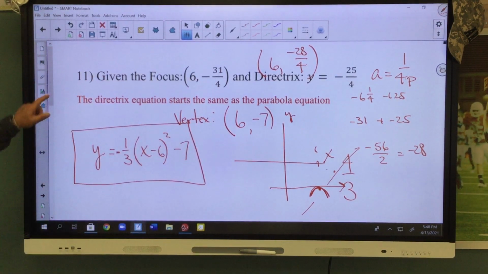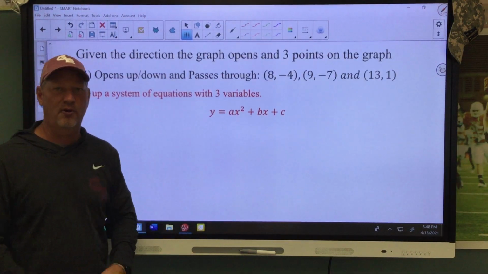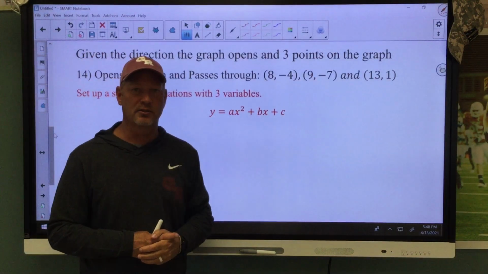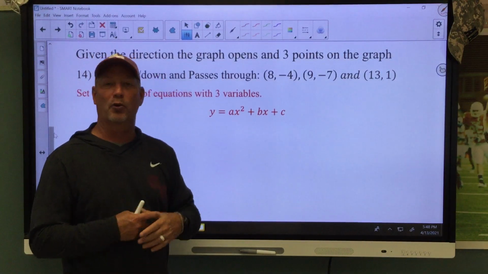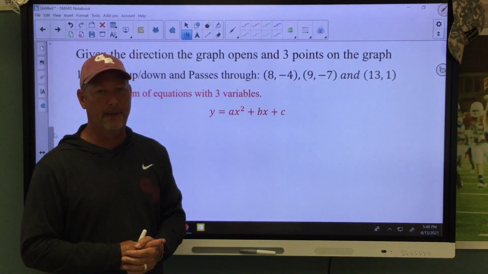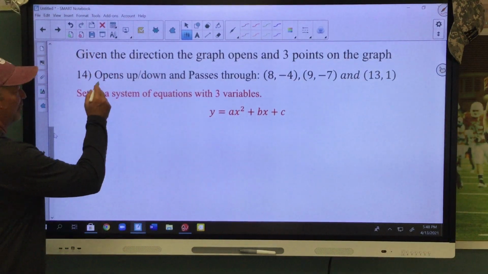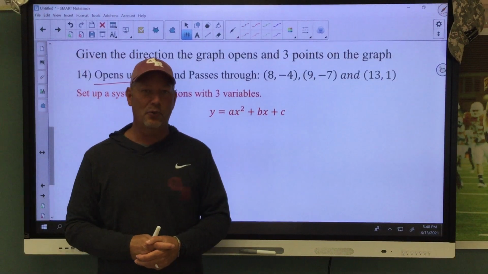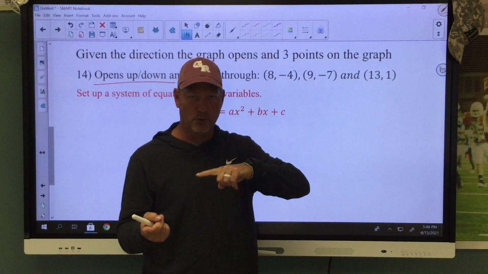All right, I got one more for you. We did something like this in the fall. We're going to have to set up a system of equations, and there are going to be 3 variables, so we need 3 equations. We're going to use our calculator. We need to be careful. This one opens up and down. If it opened left and right, you need to watch how you substitute these in, because it's going to be in reverse order.